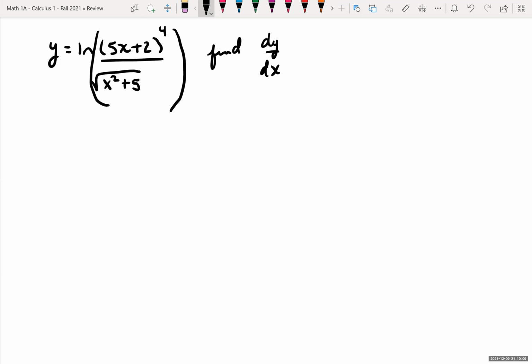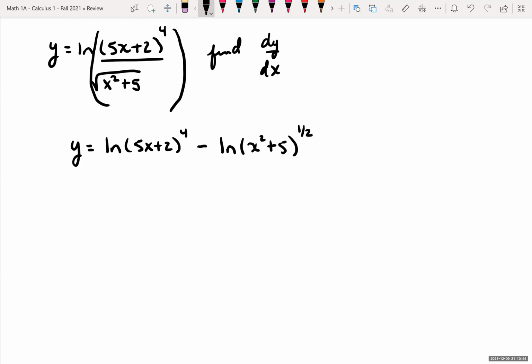This is where using properties of logs makes this a lot easier. So if we have a log of some division, we can break it down as the difference of those logs. So this is the natural log of (5x squared plus 2) raised to the 4th power, minus the natural log, and I'm going to rewrite that square root as a 1/2 power, so natural log of (x squared plus 5) all raised to the 1/2 power.